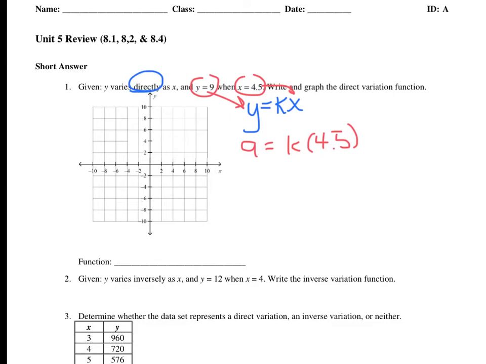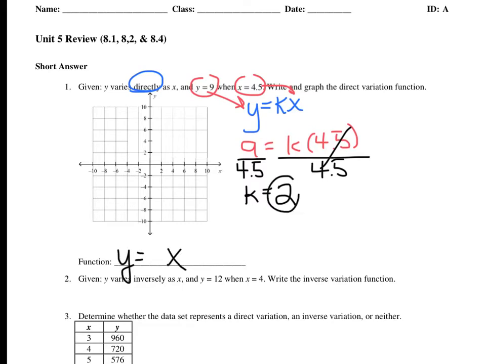So we'll divide both sides by 4.5 to solve for k. And when we do that, we get k equals 2. So that's what we're going to write in the function y equals kx. We're going to put the 2 in for the k. So that's part of the point, and now we just have to graph that.